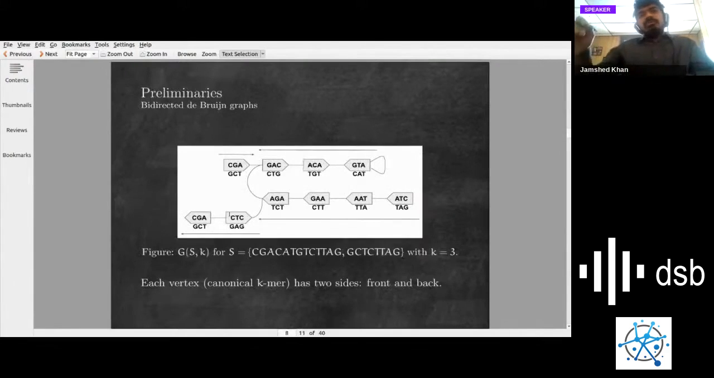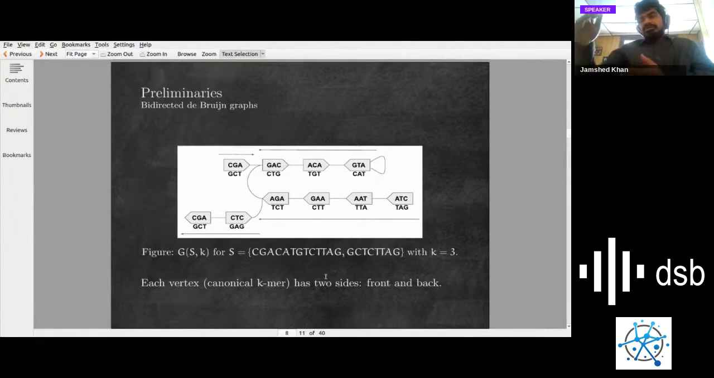So we use bidirected de Bruijn graphs in this work. We are not going into too much detail on the preliminary definitions, but in a bidirected de Bruijn graph, each canonical k-mer corresponds to a vertex of the graph, and each vertex has two sides, the front side and the back side. So in this picture, for each vertex, for example this GAC vertex here, the vertically flat side is the front side, and the vertically pointy side is the back side.